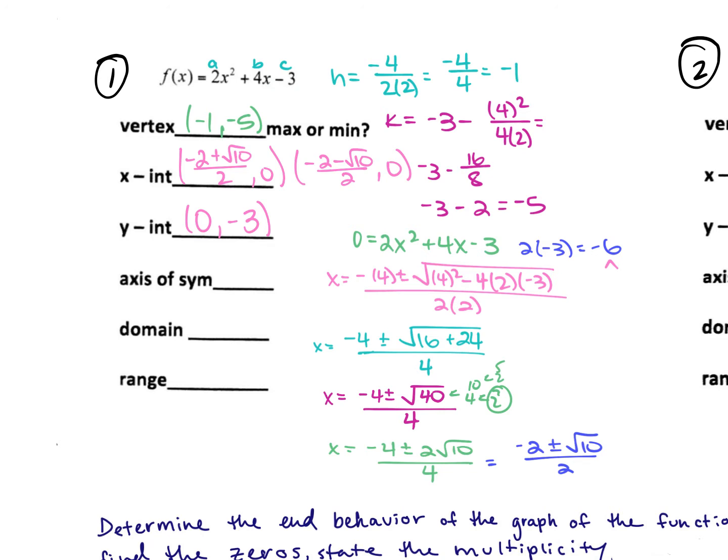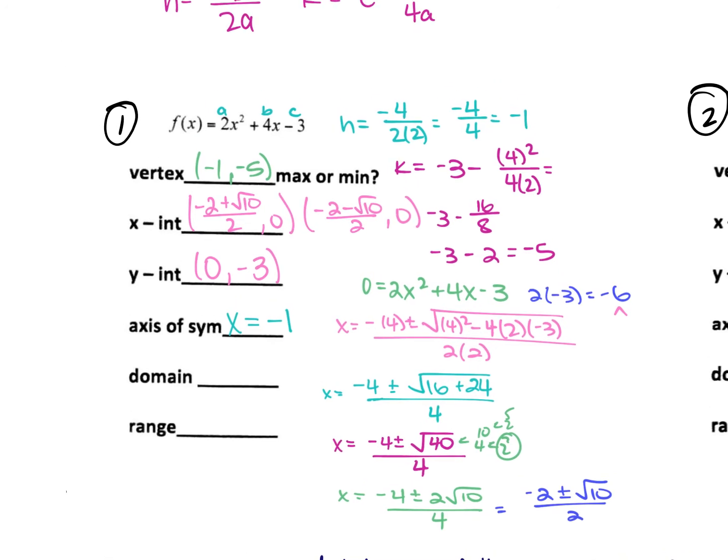Your axis of symmetry comes from the h value in your vertex. H is -1, so your axis of symmetry is x is equal to -1. Automatically, it's a quadratic function, so your domain is all real numbers. It literally looks like a U. As it goes up, it goes to the left, and as it goes up and to the right, it's going to go from -infinity to +infinity.